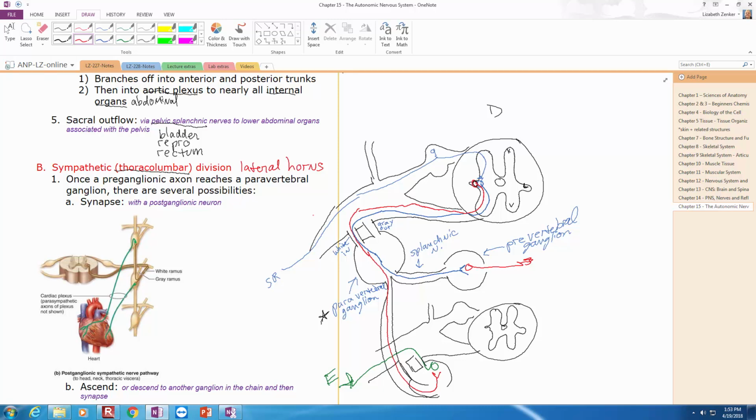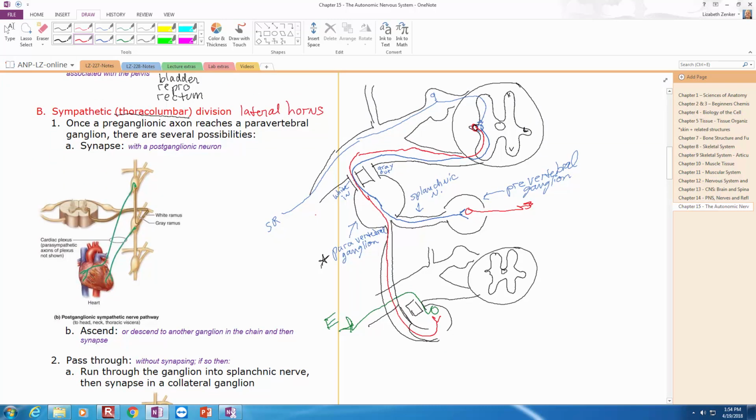Here you are. We did sacral outflow, we did preganglionic axon reaches paravertebral ganglion. There's several possibilities. We talked about it synapsing. What else do we want to say? You could draw the picture that they have there, but I think if you follow it, don't worry about how it came in right there. Think about what it's doing as it's exiting the spinal cord and how it synapses. So think about the motor side of it, the pre and postganglionic neuron. Where do they synapse? Where do you find the cell bodies? And follow the pathway in that way.